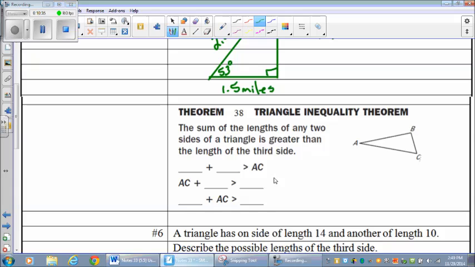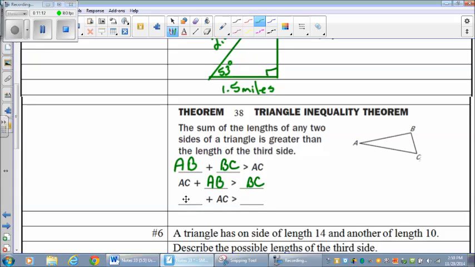All right, on theorem 38, the triangle inequality theorem. The sum of the lengths of any two sides of a triangle is greater than the length of the third side. So to fill in my information here, as AC is my farthest side, I'm going to take AB plus BC will be greater than the third side. Or if I take AC plus, just guess one, would be AB, that will be greater than the BC.